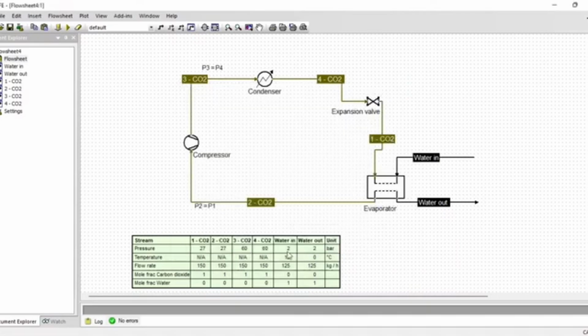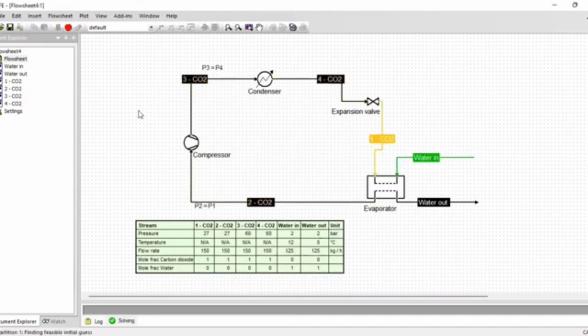Okay, so now for the first step, I am going to run this file. Let us see what's going to happen. Okay, it's not making sense. So I'm going to reset everything.